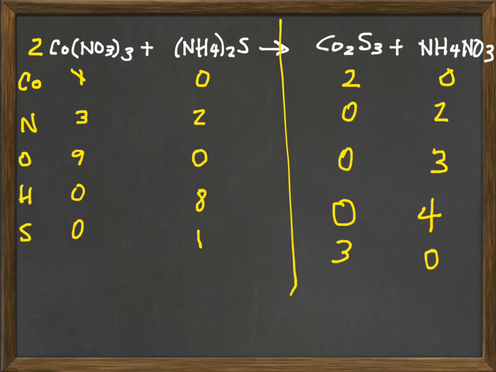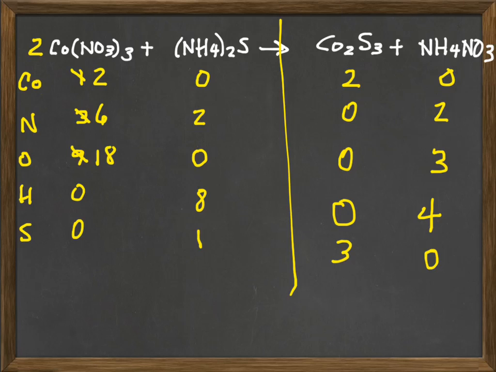So this number 1 becomes a 2. And 2 times 3 is 6. And 2 times 9 is 18. 2 times 0 and 2 times 0, those are still 0. So now I've got my cobalts balanced, 2 on each side. Now I need to look at nitrogen. On the left I have 6 plus 2, which is 8 nitrogen atoms. On the right side I have 2 nitrogen atoms.